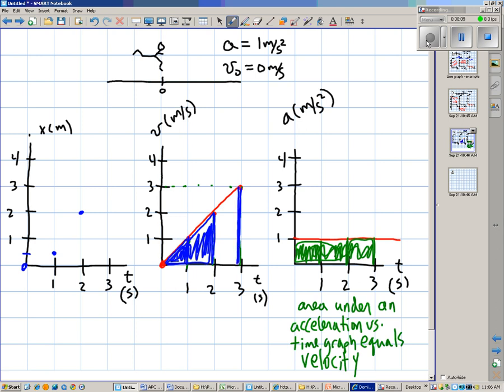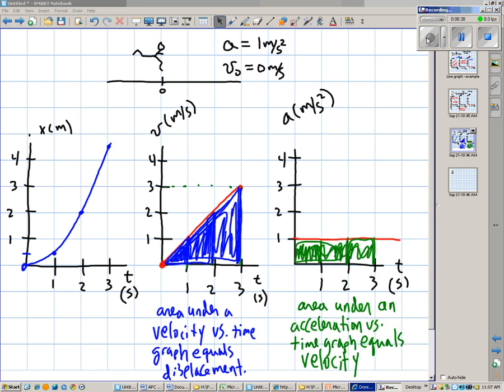And now at 3 seconds, let's find what the area under this graph is. And that's 4.5. So at 3 seconds, I've gone 4.5 meters, which is up here. And you'll see this parabolic curve form. And so what we have here is a parabolic shape, which matches the delta x equals v0t plus 1/2 at squared equation. So the rule here is that the area under a velocity versus time graph equals the displacement.